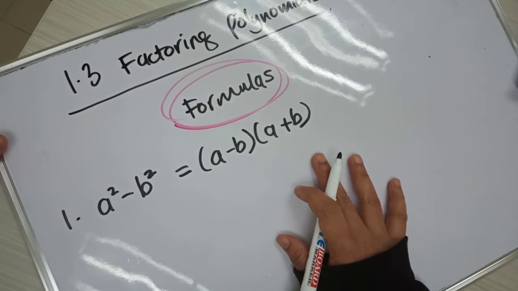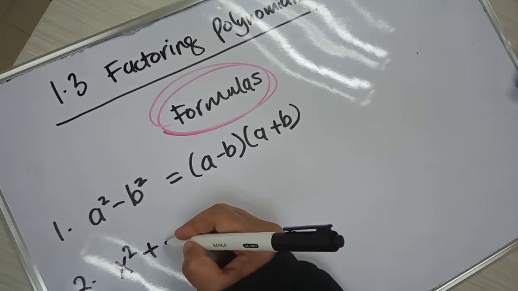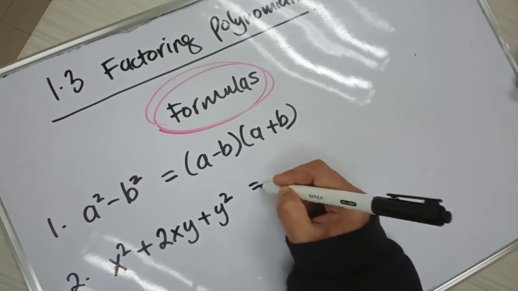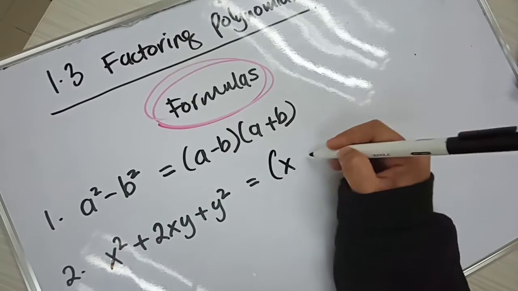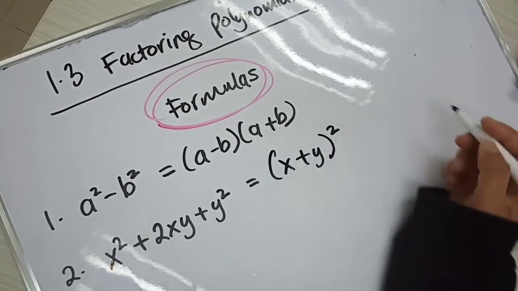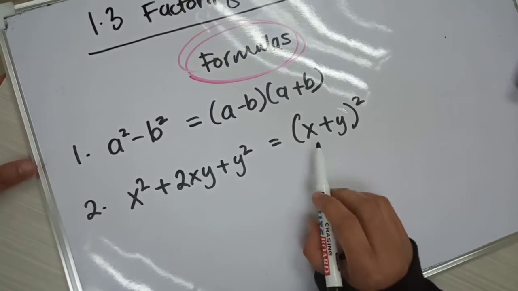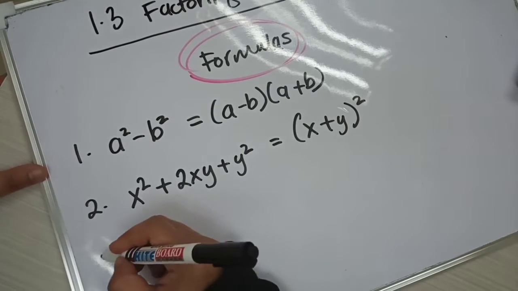And then the second one, we call it a perfect square trinomial or square of binomial. Let's say you have the polynomial x square plus 2xy plus y square. To put this polynomial in brackets, it becomes x plus y, squared. Right? So when you expand it, you will get the expression.